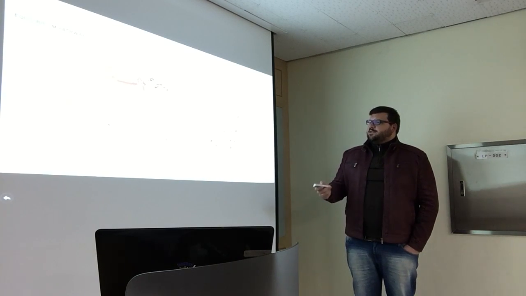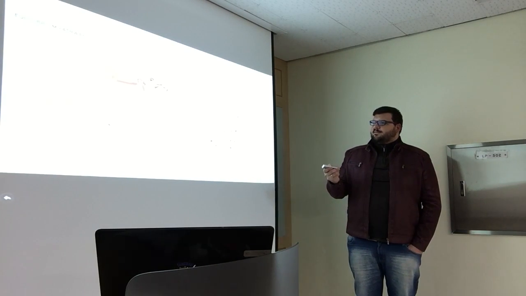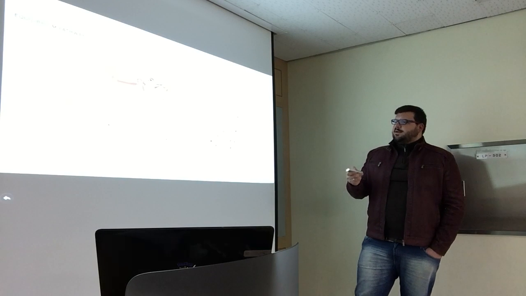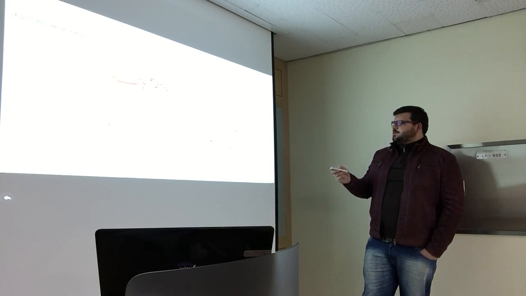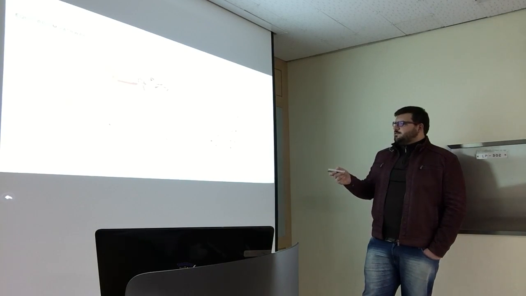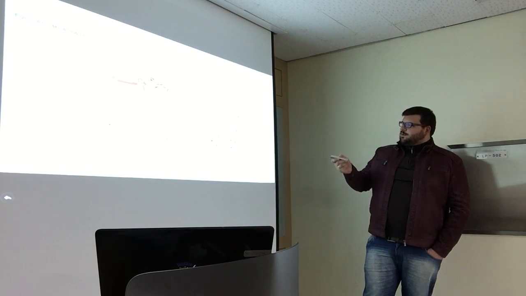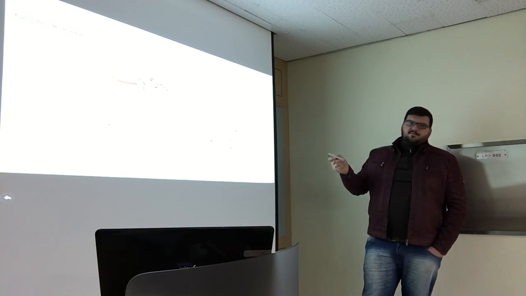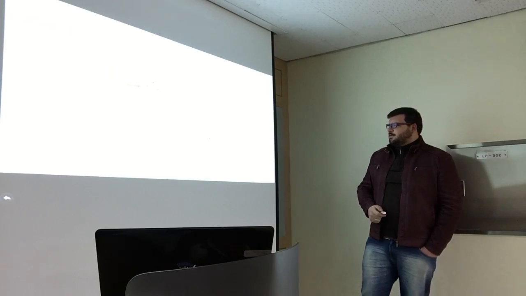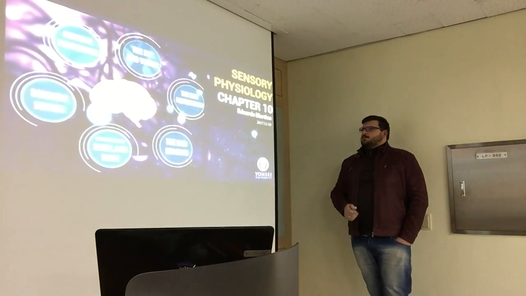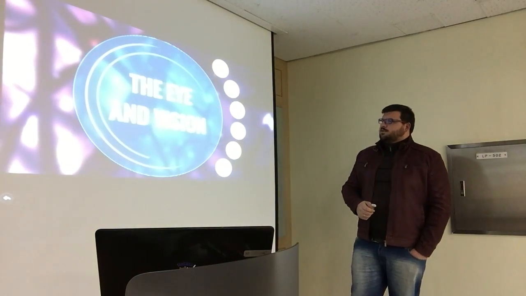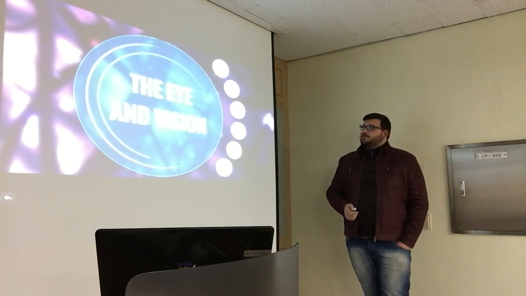So this is a representation of the vestibular branch of the vestibulocochlear nerve, transmitted to the cerebellum and to the vestibular nuclei of the medulla, reticular formation, thalamus, and cerebral cortex. Okay, and the last one is the eye and vision.